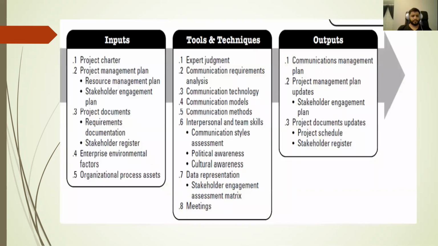The plan communication management input, tools and techniques, and output: the input is project charter, project management plan, which includes resource management plan and stakeholder engagement plan. Number three, project documents, which include requirements documentation, stakeholder register. Number four, enterprise environmental factors. And number five, organization process assets. Tools and techniques: expert judgment, communication requirements analysis, communication technology, communication models, communication methods. Number six, interpersonal and team skills. In interpersonal and team skills, there are communication styles assessment, political awareness, and cultural awareness.